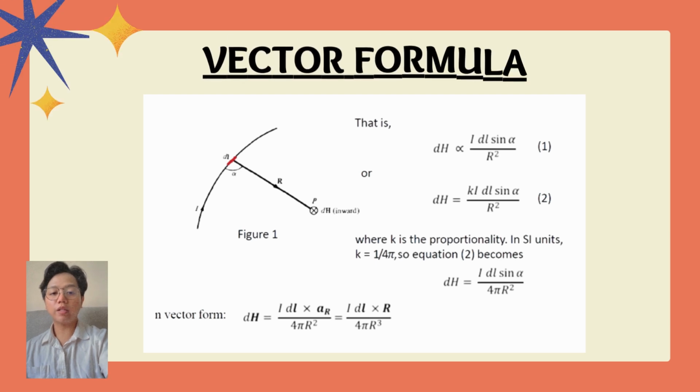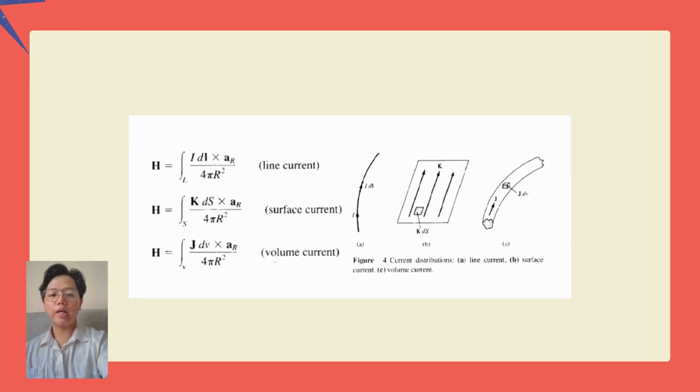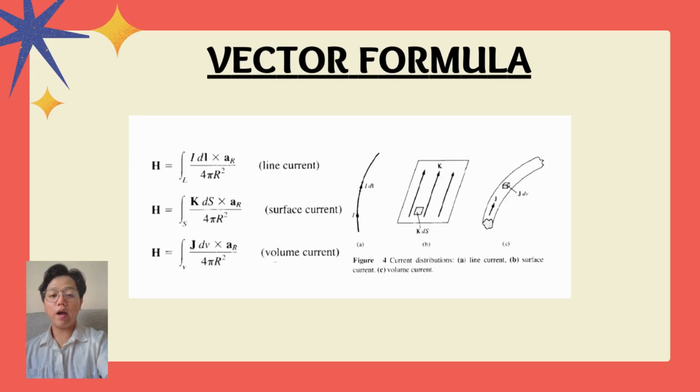This is the vector formula for determining the Biot-Savart law for a line. We can see over here that there are 3 vector formulas that we can use to determine the charge current in 3 forms, which are the line current, the surface current, and also the volume current.